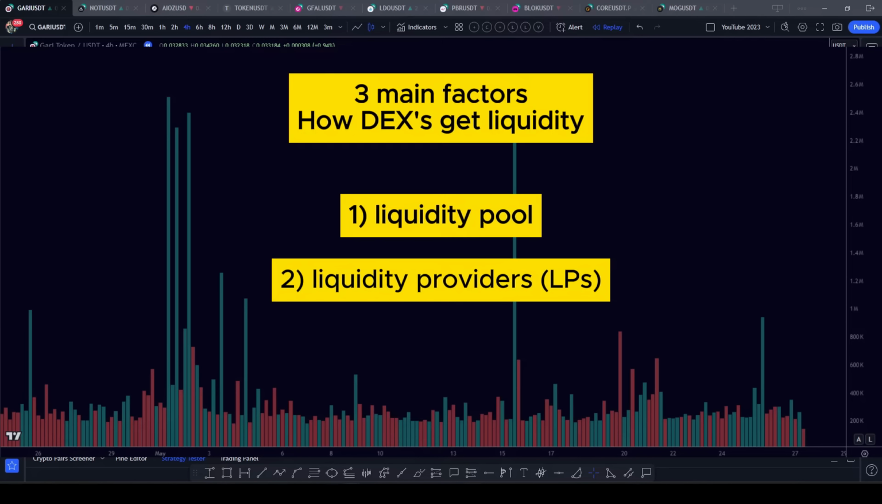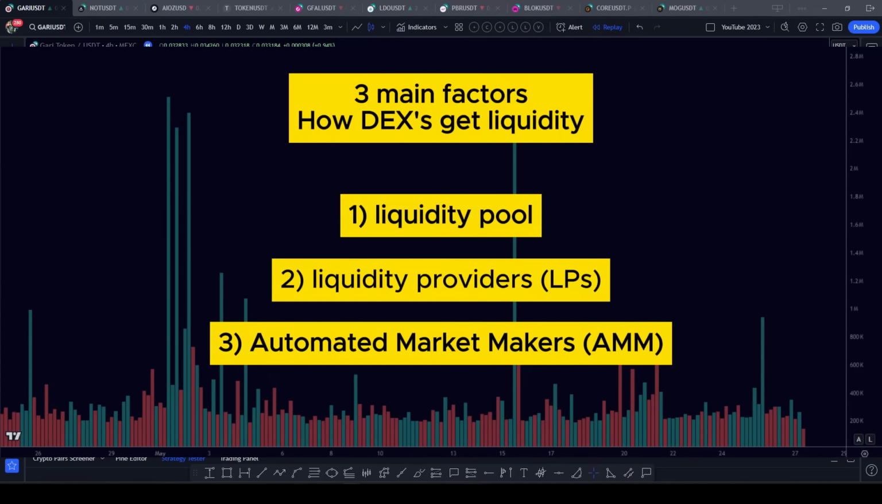The second one is liquidity providers, which is LPs. And there are users who contribute their assets to these liquidity pools. And in return for doing so, they get a small portion of the transaction fees that are generated by the trades within the pool. And then last, of course, you have the AMM, which is the automated market makers. And most DEXs use the automated market makers to set prices and facilitate trades.